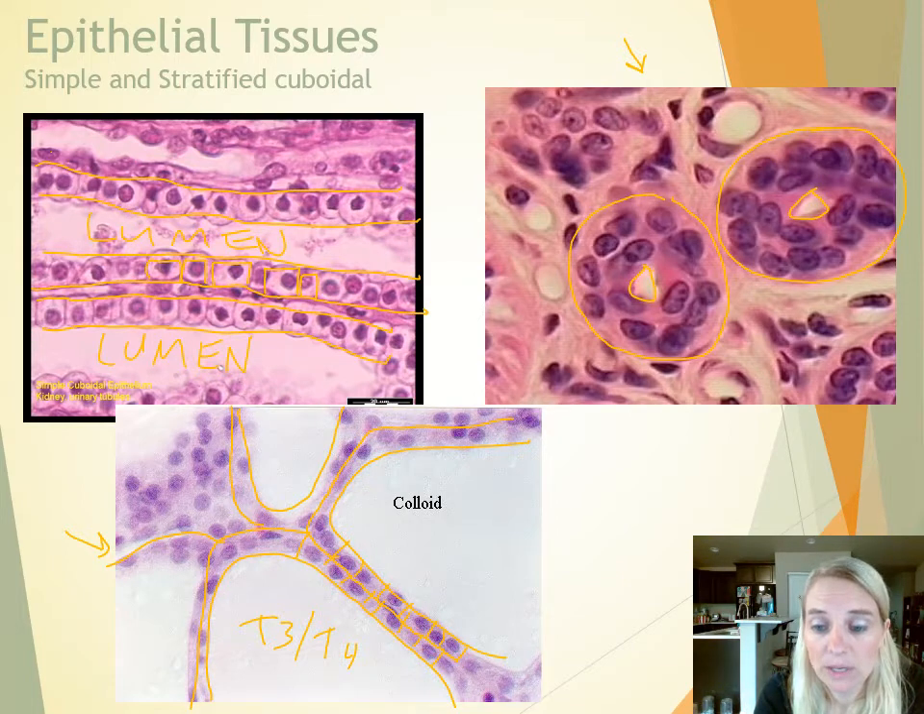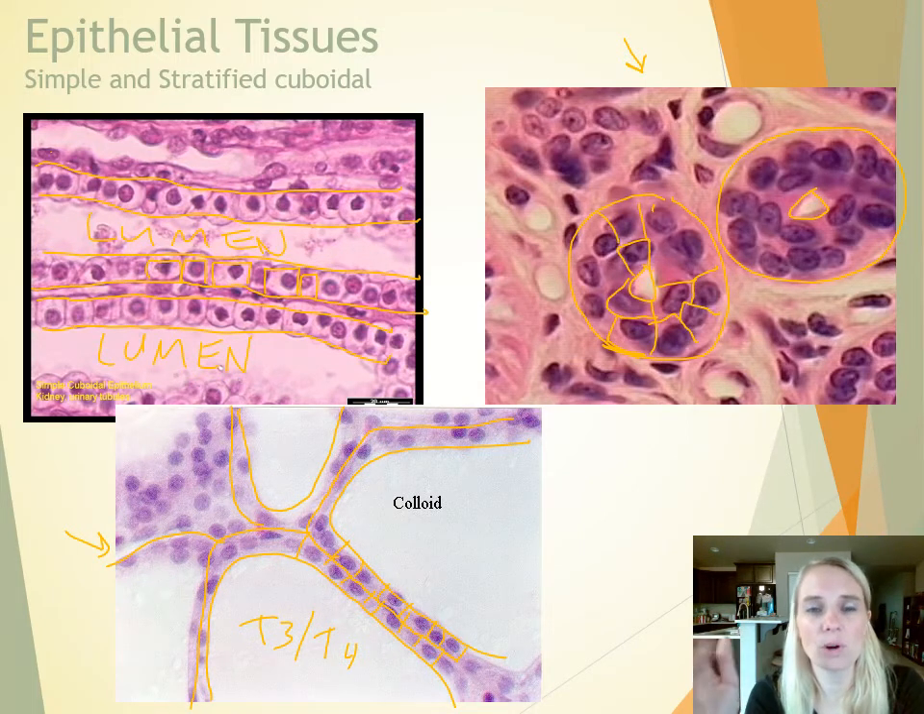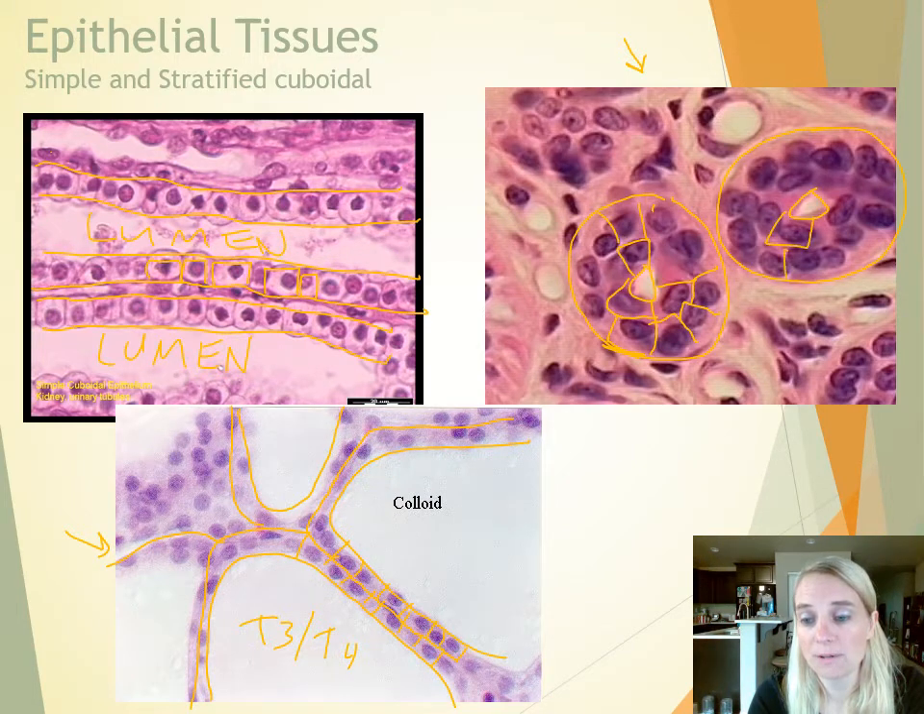So between the basement membrane and the free edge, if we put cubes around each of the nuclei, we almost have two layers of cube-shaped cells. Okay? So with stratified cuboidal, we're not going to see as many layers as we would see in stratified squamous, but we see enough to identify it as stratified cuboidal.